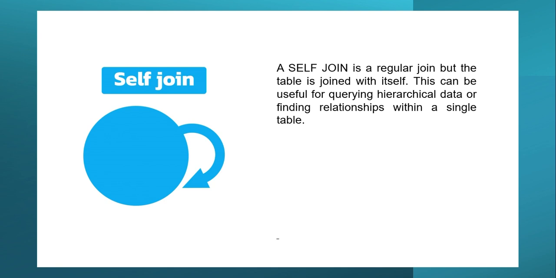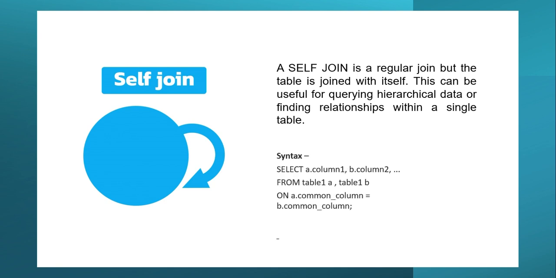So let's take a look at the syntax of the self join here. When we talk about the syntax, we will be writing our table 1 and giving it some alias. Again we will be writing the same table, because we will be joining the same table to itself and giving it another alias, and then we will just match it on a common column. And this is how the syntax of self join will look.